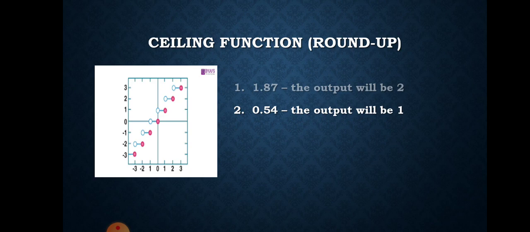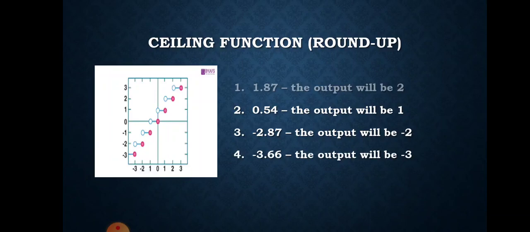0.54, the output will be 1, because we're still in the ceiling function, round up. Negative 2.87, the output will be negative 2. Hindi po pwedeng maging negative 3, dahil pag negative 3 po, that is floor function or round down. So, negative 2 is greater than negative 3.